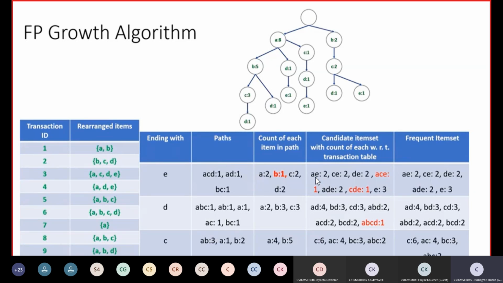So which one came with AE? How many times did AE come? In ACD, there is no AE. In ADE, AE came one time, so you can add one. Then BCE: how many times did B come with E? BE one time. Wait, I will go with the single ones only.